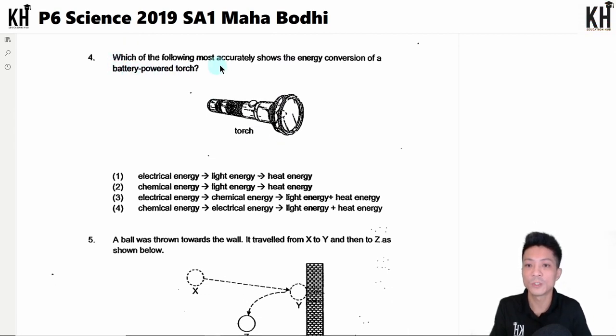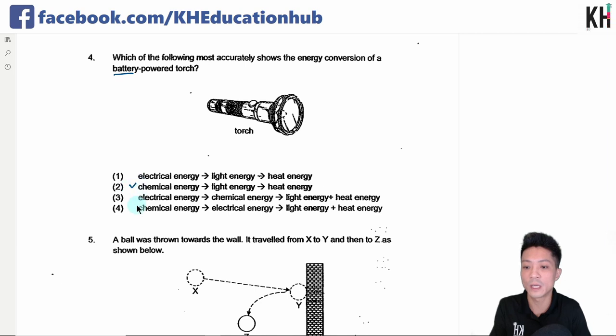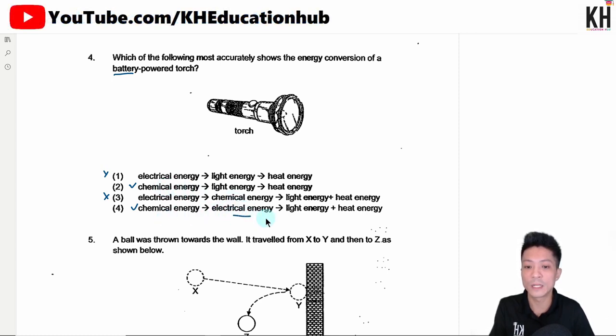Question 4. Which of the following most accurately shows the energy conversion of a battery-powered torch? So it starts from a battery. Any device that starts from a battery will start with chemical energy, so immediately we can eliminate 1 and 3. Chemical potential energy will need to be converted into electrical energy before it can be converted into light and heat. So the answer will be number 4.